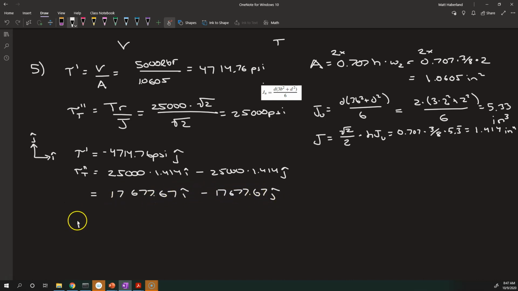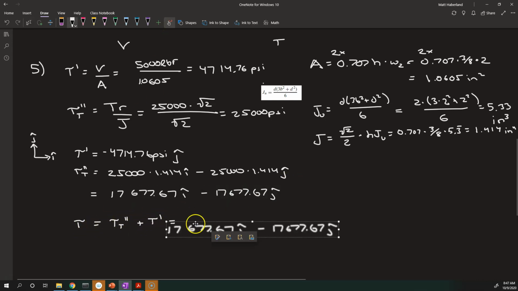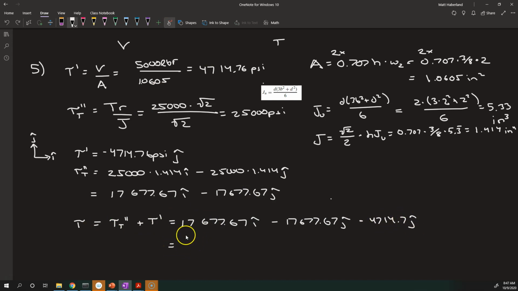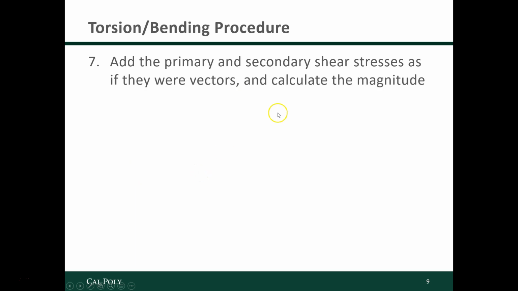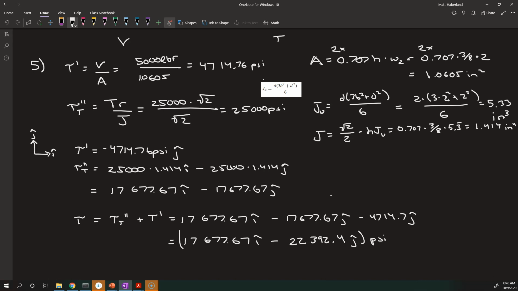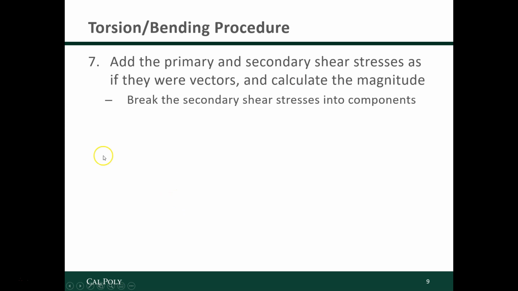And now we just need to find the total. It's the sum of these two. And there we have it. We need to calculate their magnitude, don't forget. We pretend that they're vectors, so we just use Pythagorean theorem. Make sure you break them into perpendicular components before you do that, though. So there's our magnitude.